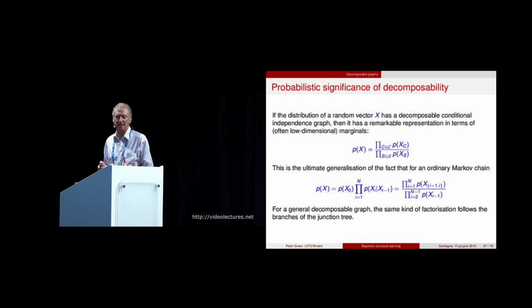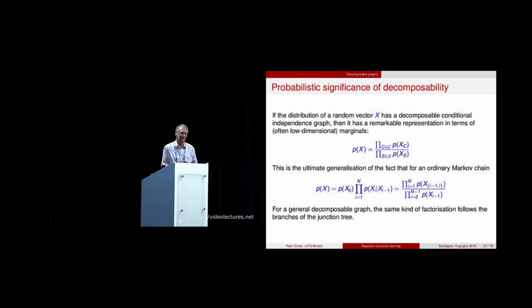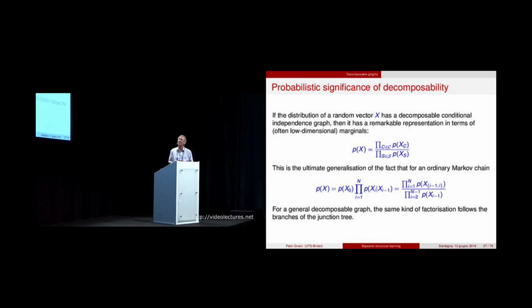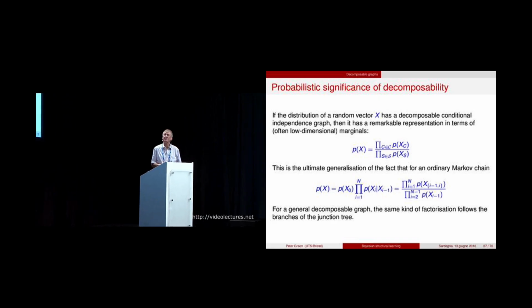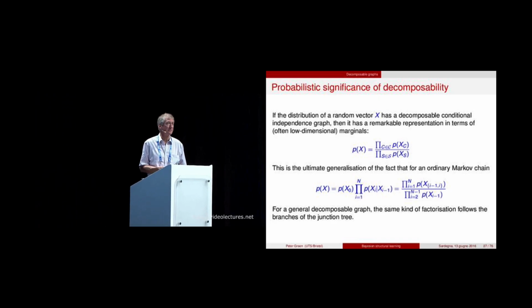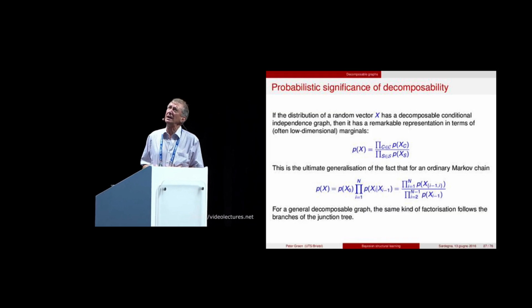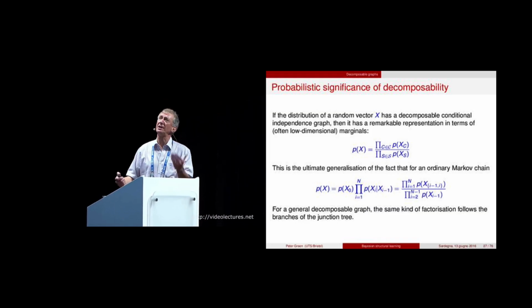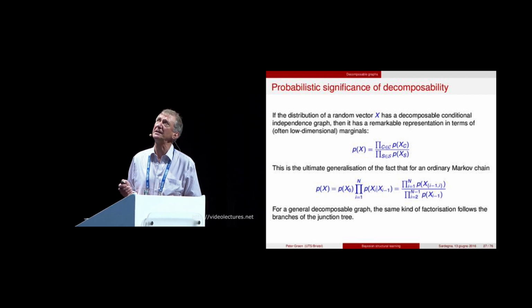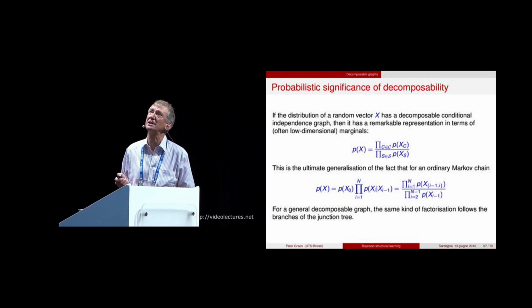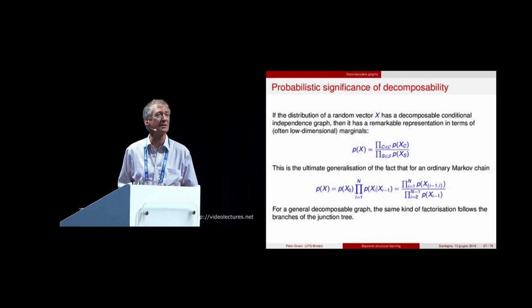And the key, the real thing that, particularly for us, makes the idea of decomposability so important is this rather beautiful factorization. So we're now linking together distribution theory and graphs. So if the distribution of a random vector has a decomposable conditional independence graph, then its joint distribution, P of all the variables, the joint full multivariate distribution, factorizes as a product of low-dimensional marginals: a product of all the clique marginals divided by the product of all the separator marginals.